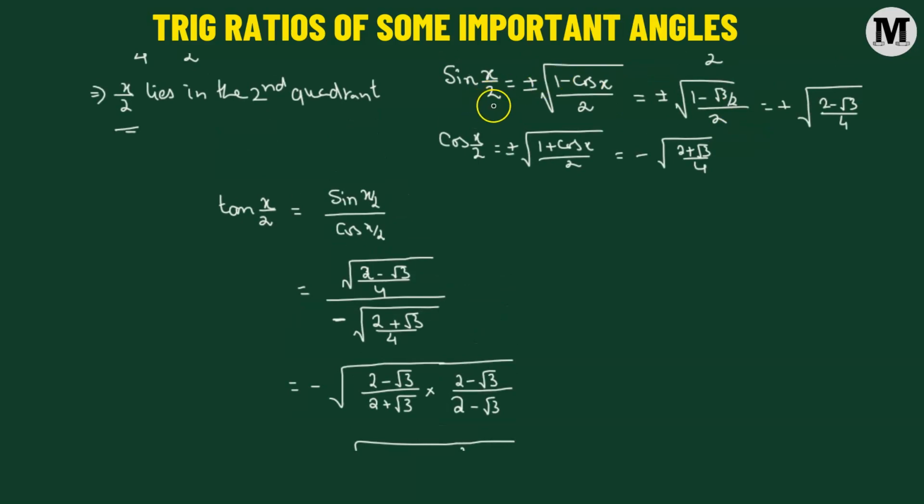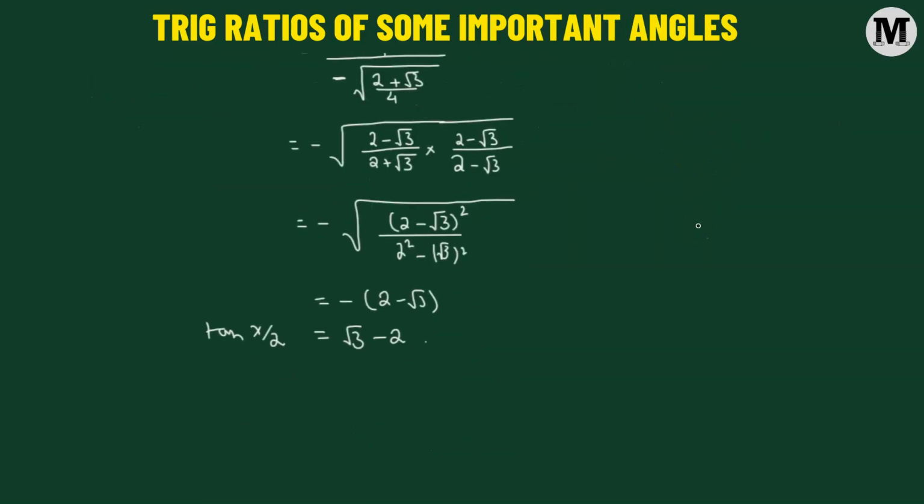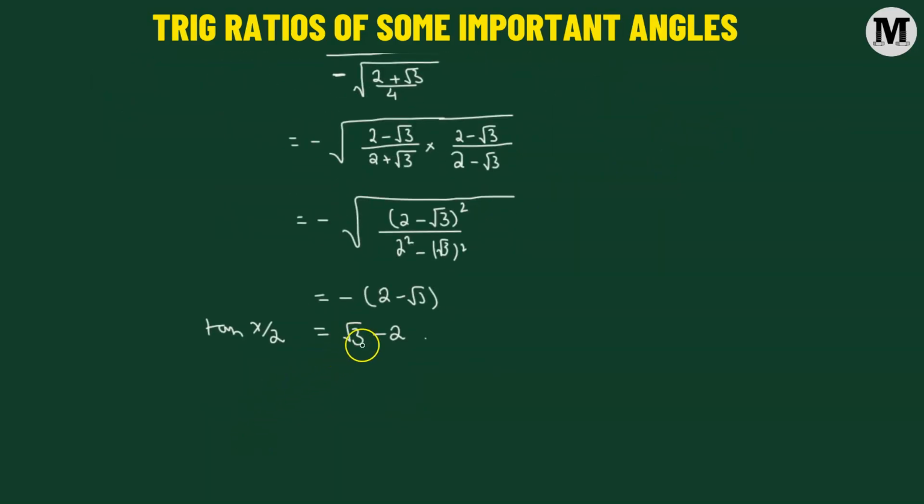So we have successfully obtained the values. Sine of x over 2 came out as square root of 2 minus square root of 3 over 4. Cosine of x over 2 is negative times square root of 2 plus square root of 3 over 4. And tangent of x over 2 is square root of 3 minus 2.